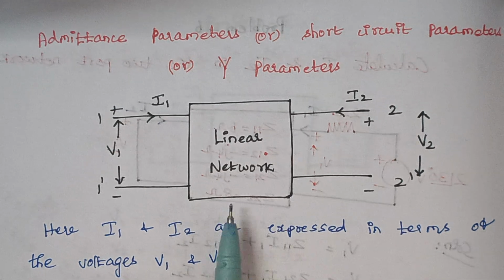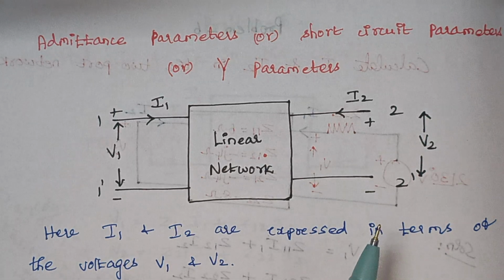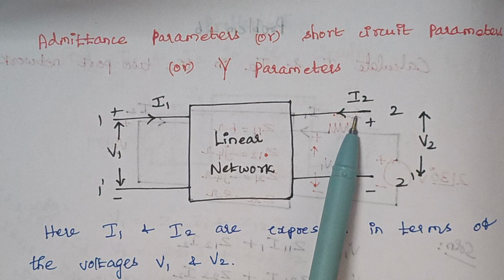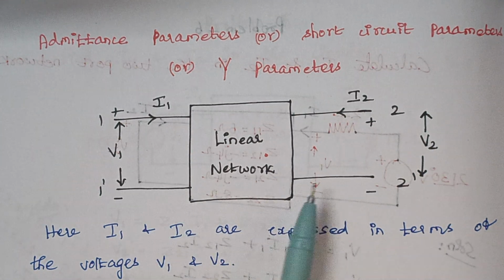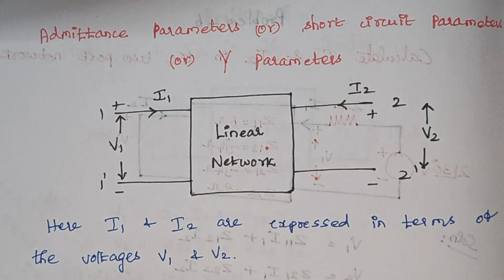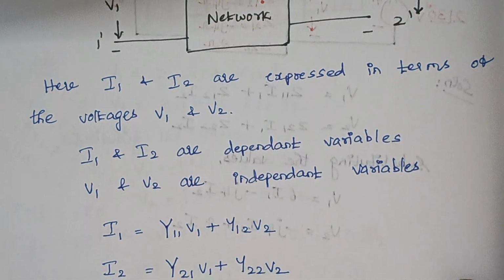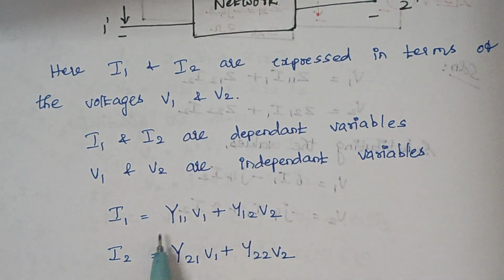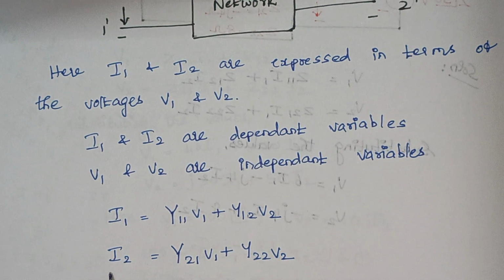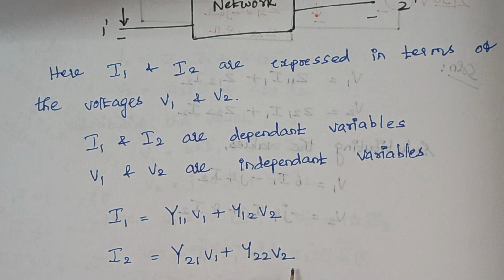So here again this is the two-port network and V1, V2 are the respective voltages on the input port and the output port, and I1 and I2 are the currents on the input port and the output port. So here we are going to express currents in terms of voltages. So here you see this is the expression. I1 is equal to Y11 V1 plus Y12 V2, and I2 is equal to Y21 V1 plus Y22 V2.